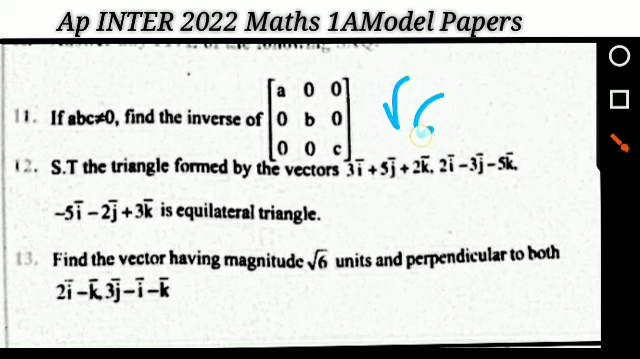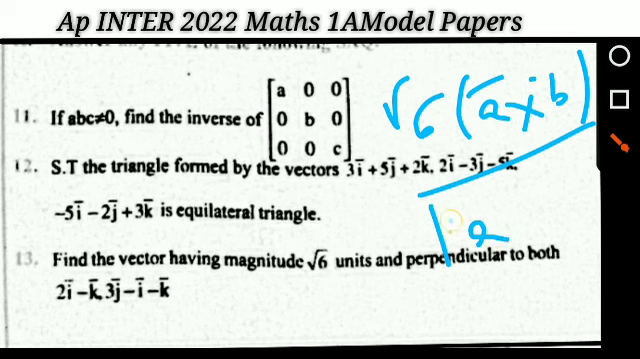Equilateral triangle: find a unit vector, a vector having magnitude root 6, that is perpendicular to both these two. What is the formula for this one? For a vector having magnitude root 3, the formula is root 3 into (a bar plus b bar) by modulus of (a bar plus b bar).